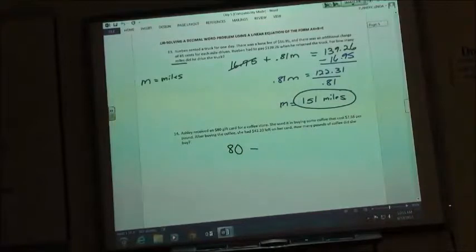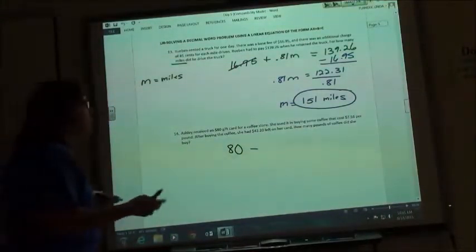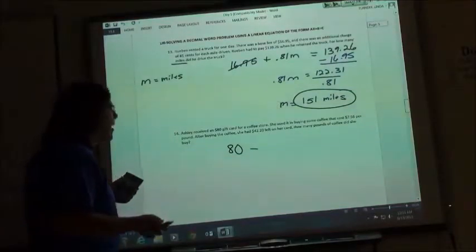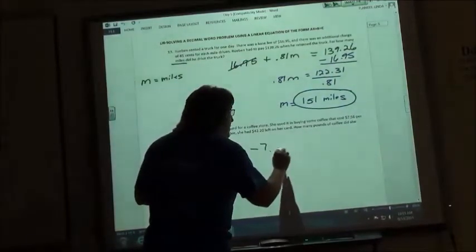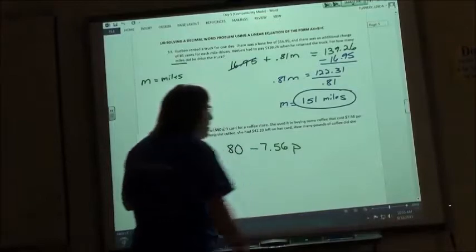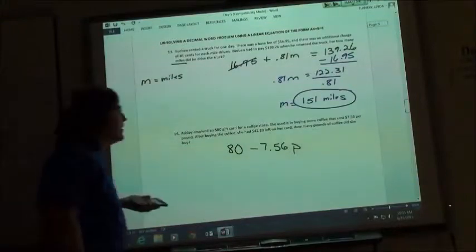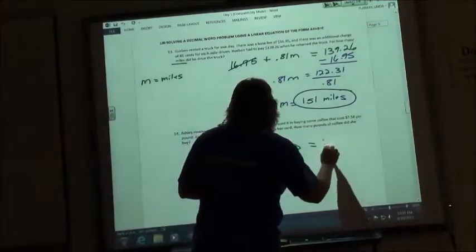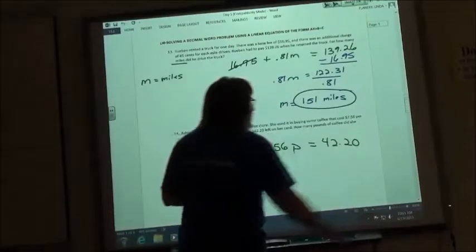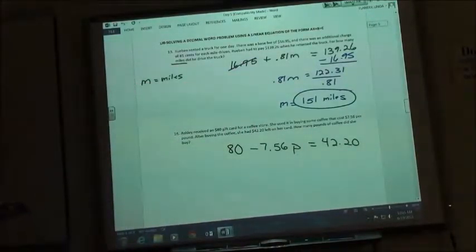She bought coffee that was $7.56 per pound, and we want to know how many pounds of coffee she bought. So $7.56 times the number of pounds. You can use C for coffee or whatever makes sense to you, but I'm going to use P. What she ended up with was $42.20. So now I have my equation.